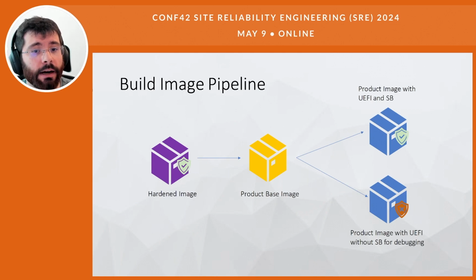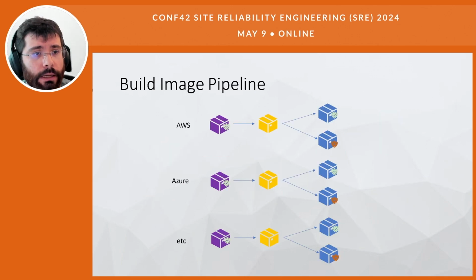So we have the hardening image, where when we change the code, this will create the hardened image, and then we use that as input to create the product, and the product will be used to create the product image with the WEF security boot or the WEF without security boot for debugging, for this example. So now imagine that we need to support AWS, Azure, and any other clouds, and increasing.